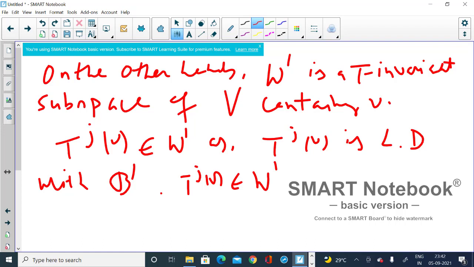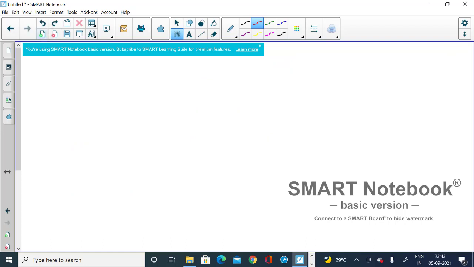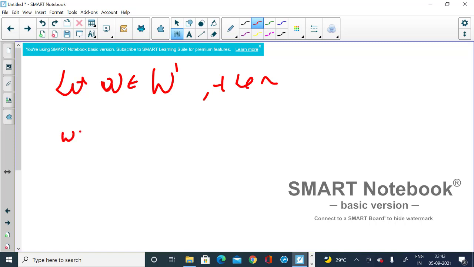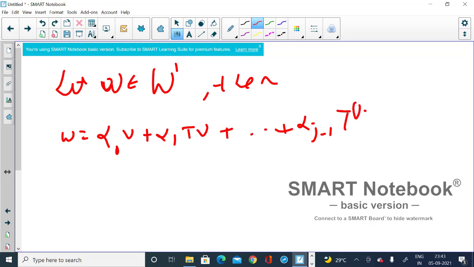So what will be the general element of W dash? Let w belong to W dash. Then you can write w as, say, alpha 0 v plus alpha 1 Tv and so on, up to alpha j minus 1 T^(j-1) v.